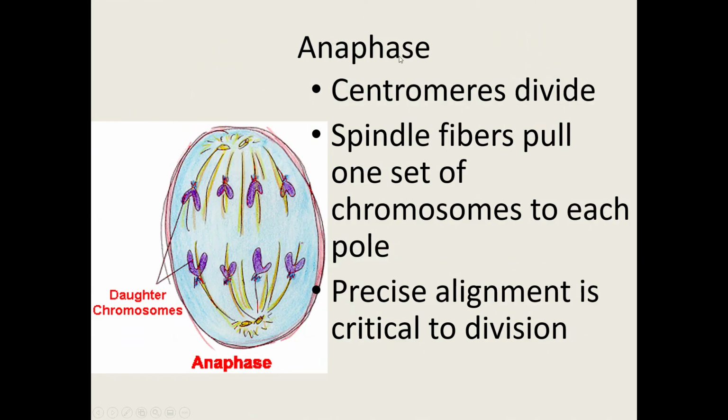Then next, in the anaphase, the centromeres are going to divide. So basically the fibers pull on the chromosomes and pull them apart. And so now each side of the cell is going to have one full, complete set of DNA. That's why this precise alignment is so critical. If they're not aligned correctly, you might not get the right amount of DNA on each side.